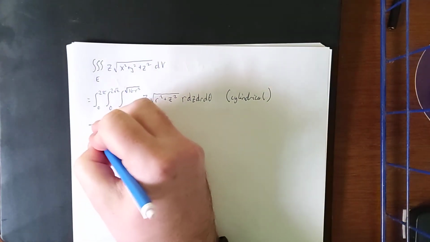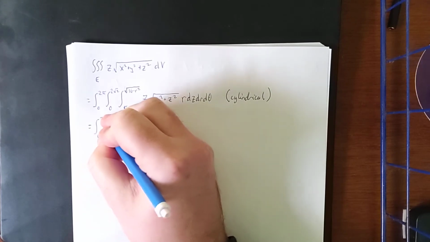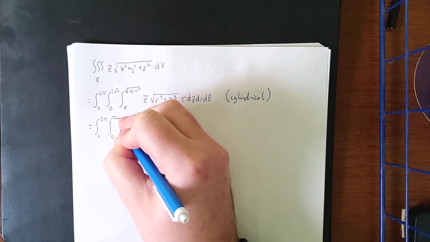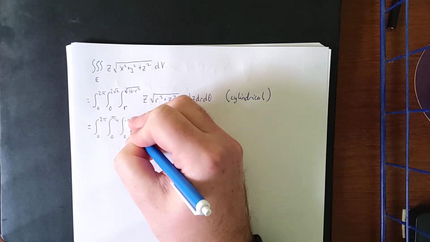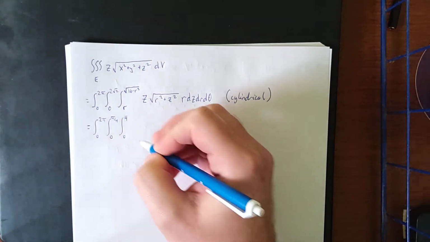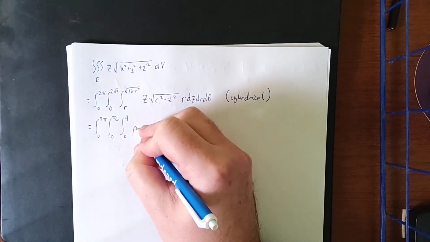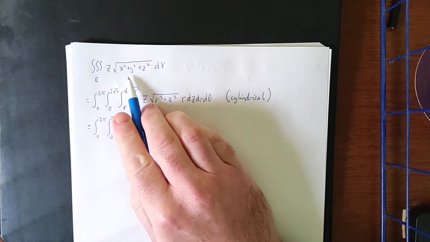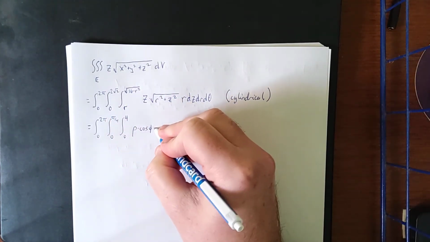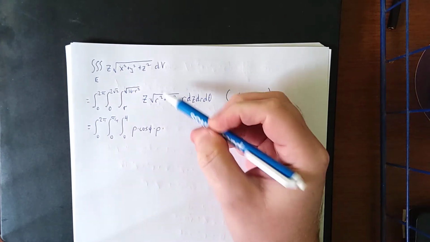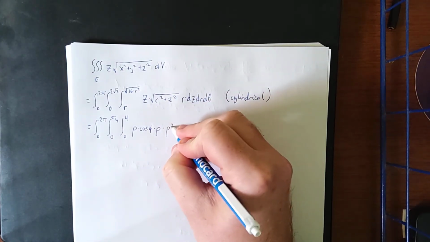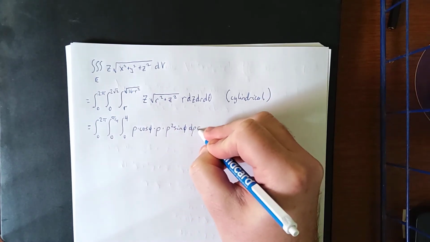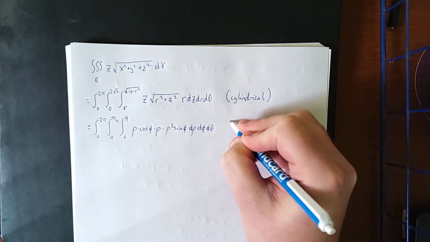If you did want to go with spherical coordinates, though, theta would still go from 0 to 2 pi. Phi would go from 0 to pi over 4. And rho would go from 0 to 4. Z would be rho times the cosine of phi. The square root of x squared plus y squared plus z squared would be the square root of rho squared. That'll be rho. And then dv is going to be rho squared sine of phi, d rho, d phi, d theta.